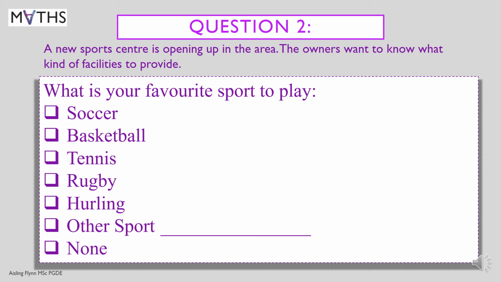Okay, but I've also included a space for other sport, and there's an empty line for the person questioned to write in any other sport that they like. Okay, so for example, badminton. And in addition, there's a space for somebody who has zero interest in sport. They can tick none, so everybody can answer that question.